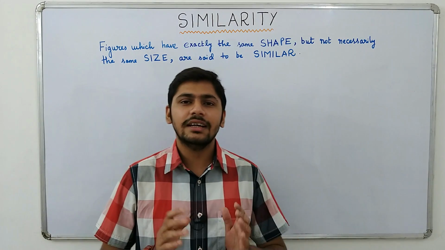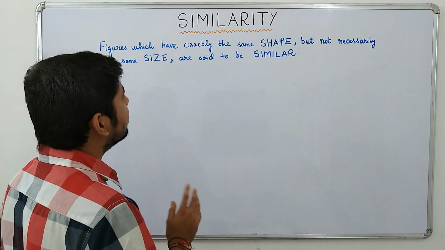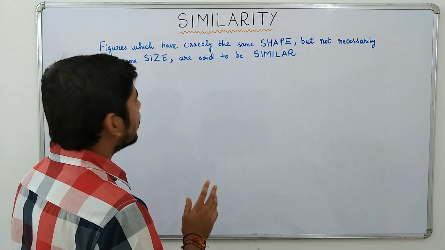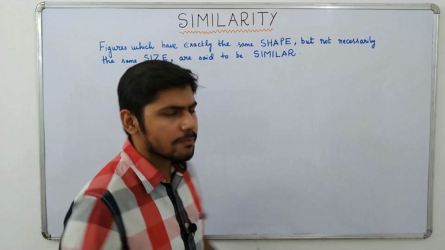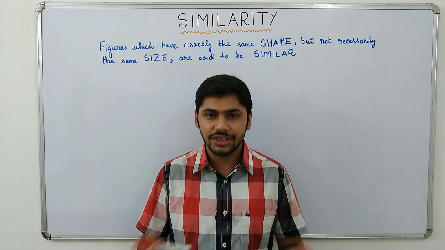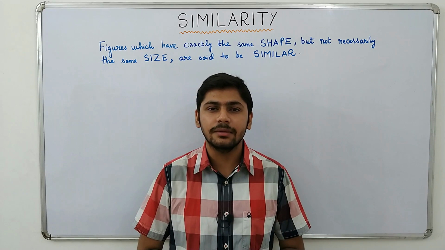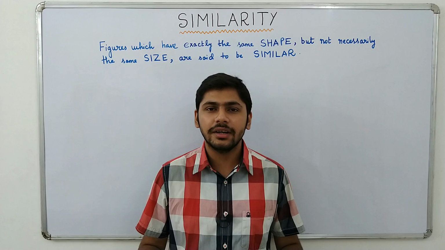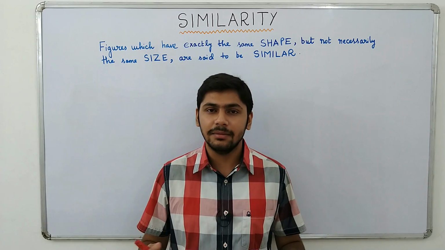First and foremost, let's check out the definition of similarity. Figures which have exactly the same shape but not necessarily the same size are said to be similar. I hope that's easy to understand. Figures which have exactly the same shape but not necessarily the same size are said to be similar to each other, and this property is called similarity. Okay, but what actually is similarity?